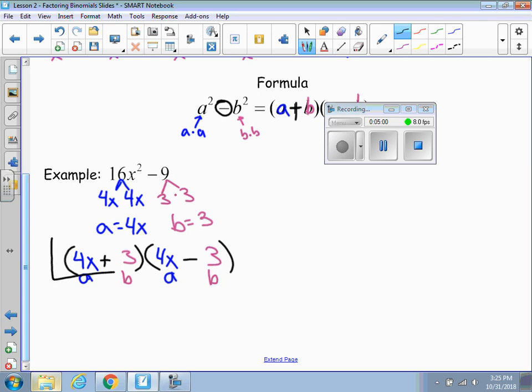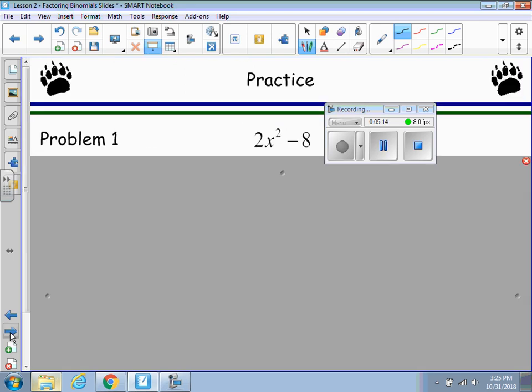This is fully factored because if you look at the first binomial, you have 4x and 3. Those can't break down any further other than 4 being 2 and 2, but there's no x squared there. It's not a difference of squares, and neither is 4x minus 3. So that's fully factored. Let's do some practice problems.